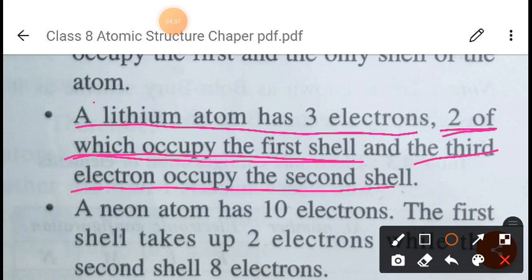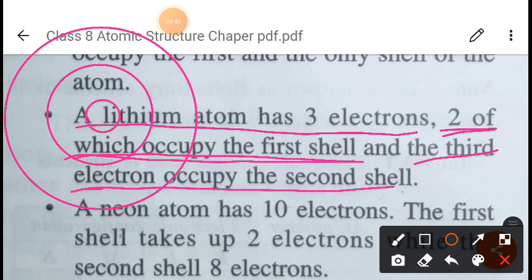Let me draw here, you will understand better from here. Suppose this is the nucleus, and this is the first shell, and this is the second shell. Since it is lithium, in the first shell we can only fill how many electrons? 2, right? So it will be 2 electrons here, and the third electron of lithium will go in the second shell. Okay, so I hope you have understood this, right?